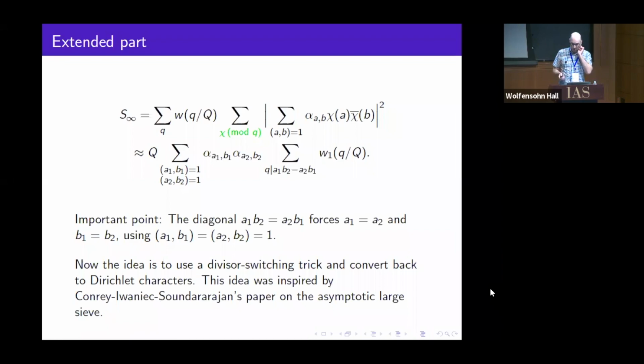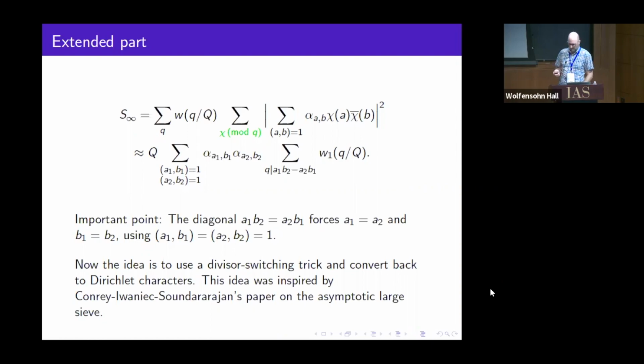For the off-diagonal terms, I want to use a method or trick, if you like, this divisor switching method that I was inspired by in Conrey, Iwaniec and Sundararajan's paper on the asymptotic large sieve. They were studying an asymptotic version of this, but for particular choices of vectors. It wasn't this particular chi of A, chi bar of B, but anyway, they still end up with a congruence, and they use this divisor switching trick as a crucial step in their work.